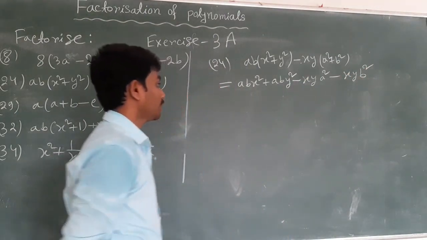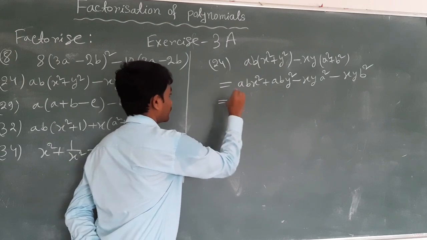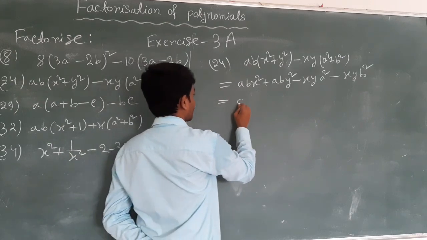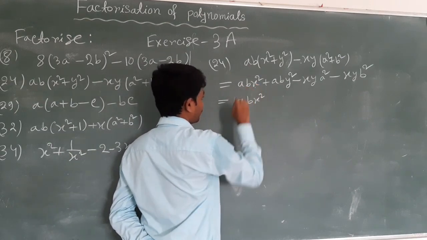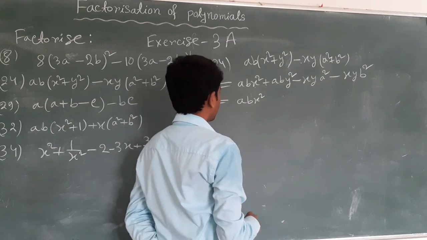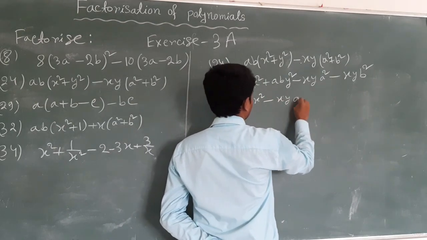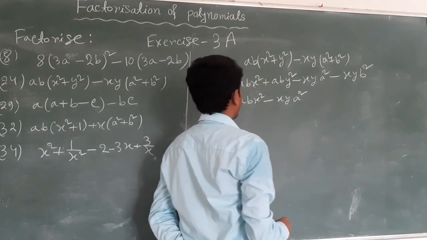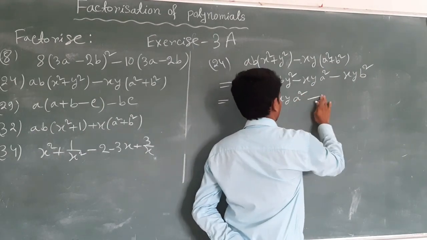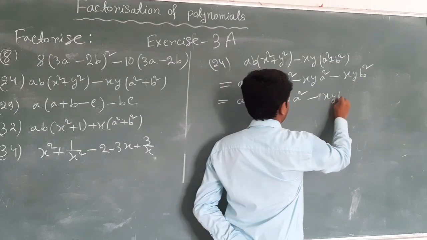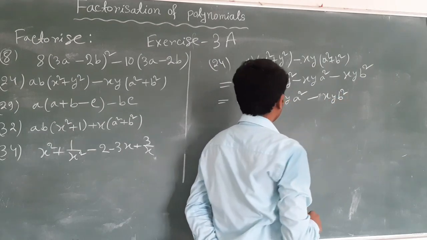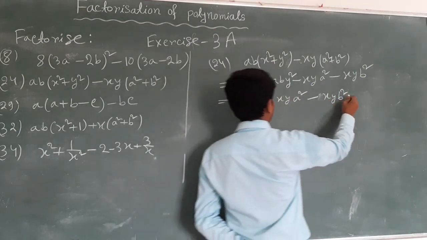So now we make a group. So we can choose the first term with the third term and the fourth term with the second term.